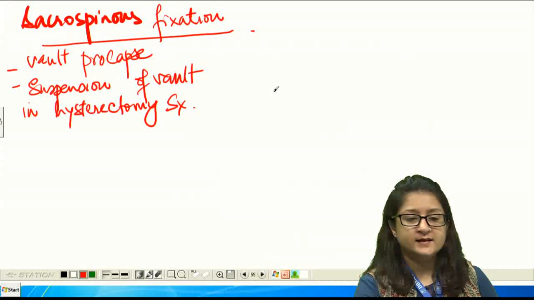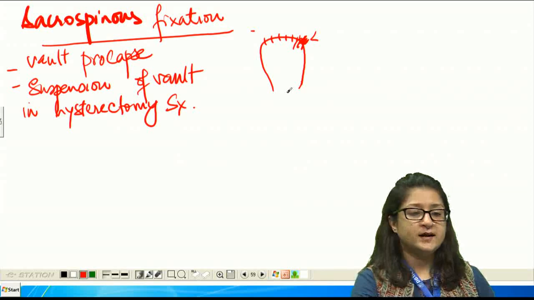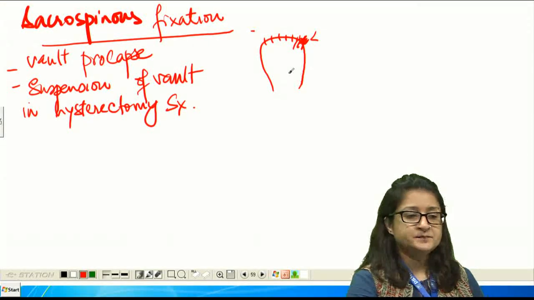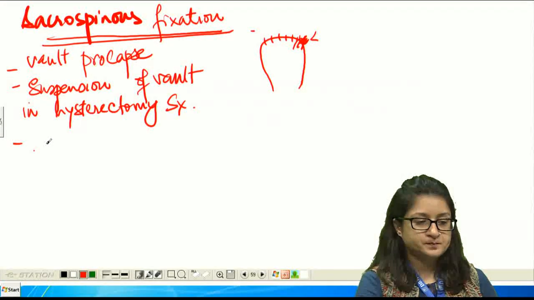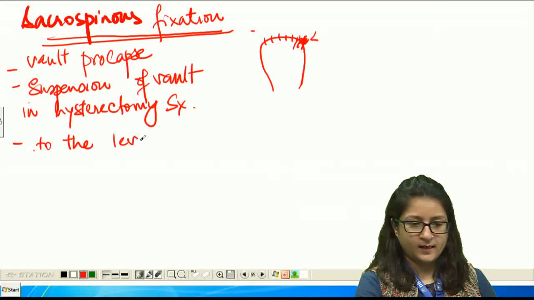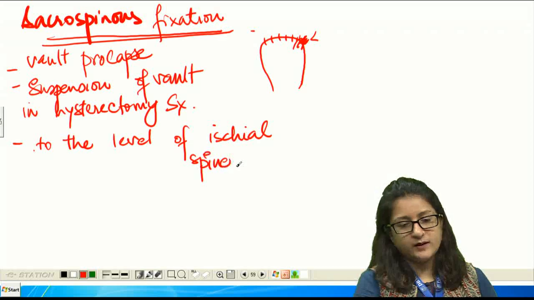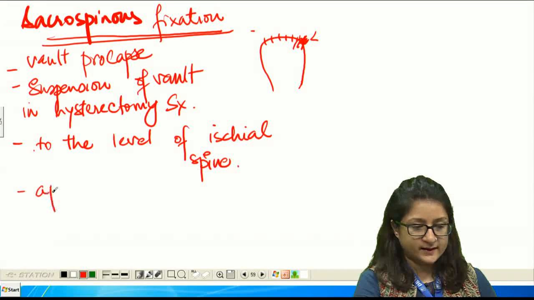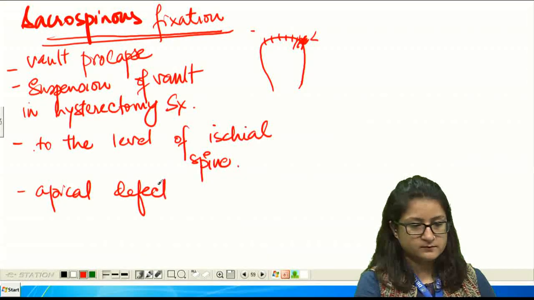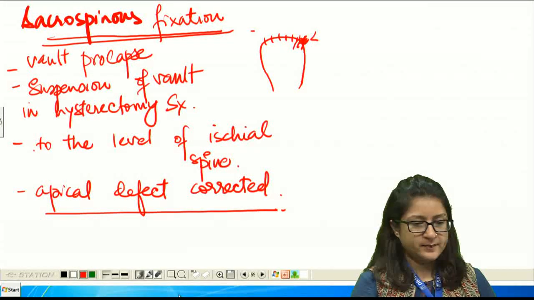So what it does is that the vault is suspended to the ischial spine, right? It is suspended to the ischial spine here, and that is what happens in sacrospinous fixation. The vault is fixed to the level of the ischial spine, and once you fix it there, the apical defect is corrected. This is what you have to remember.